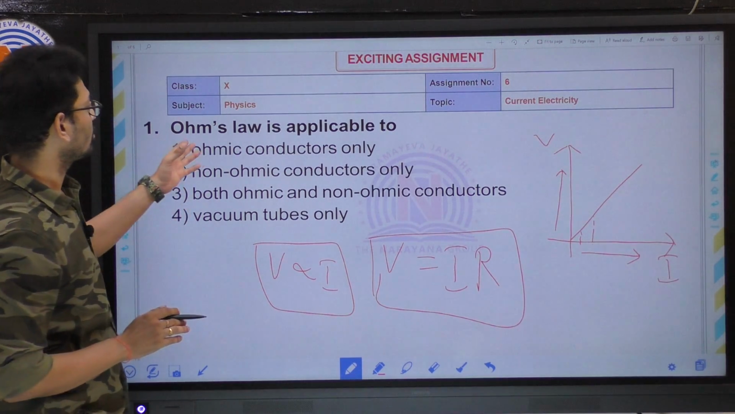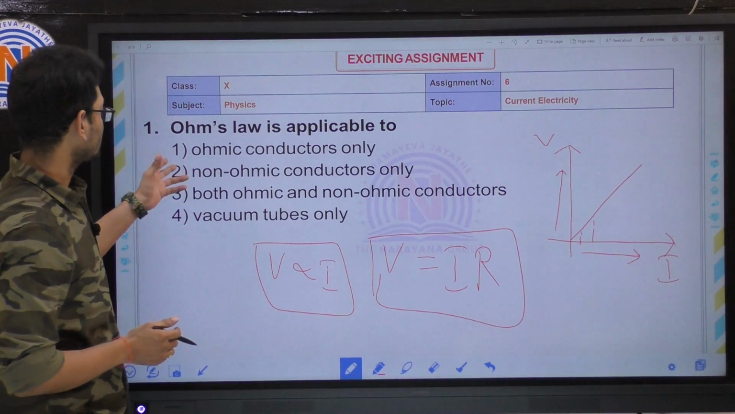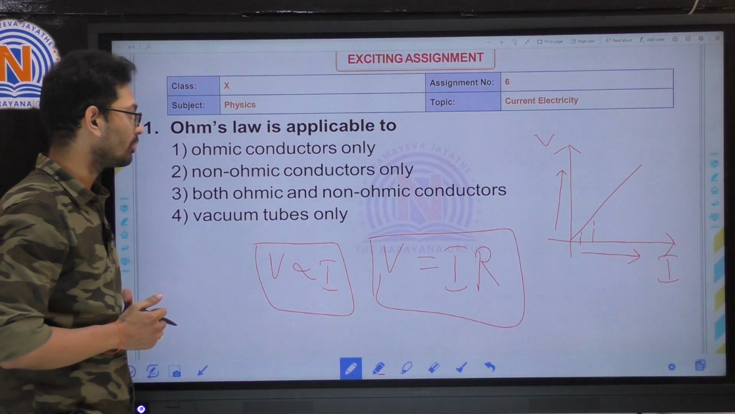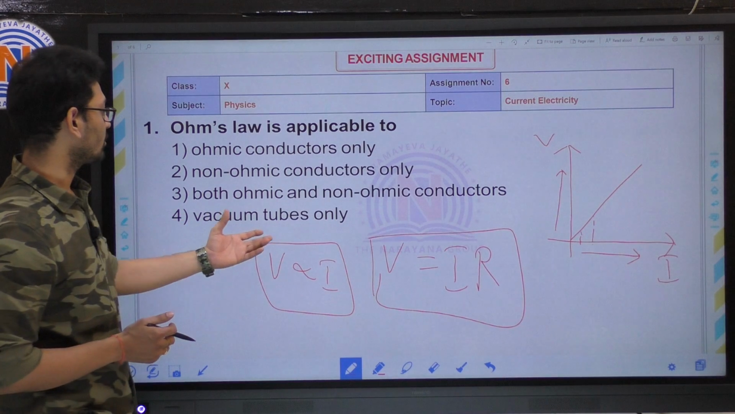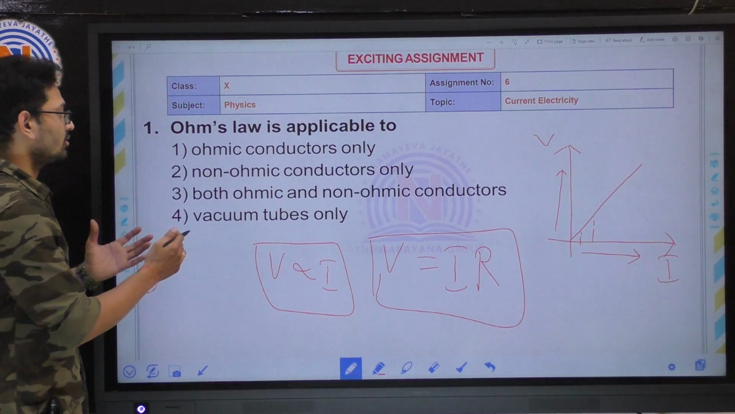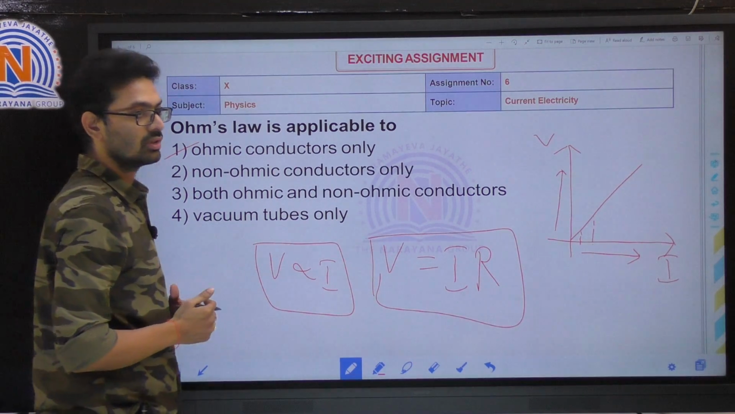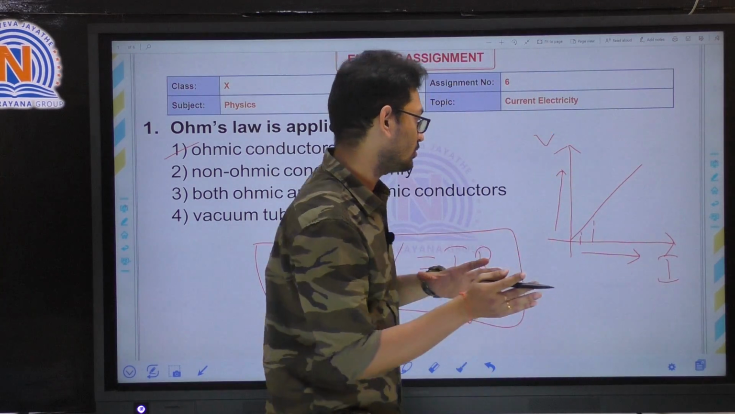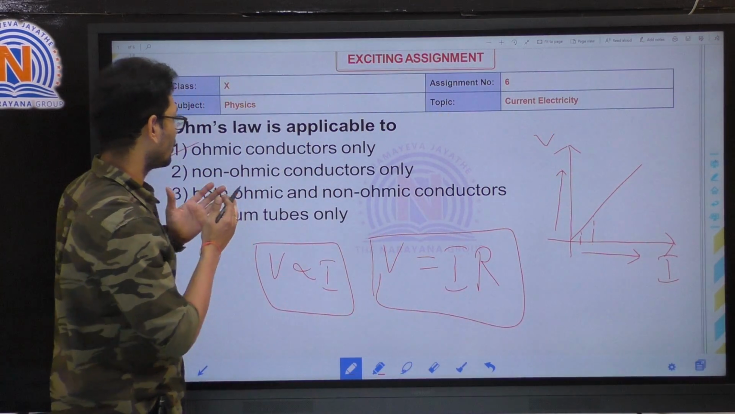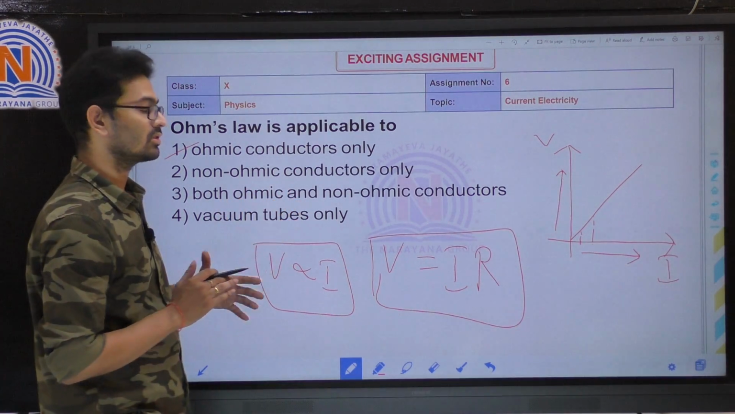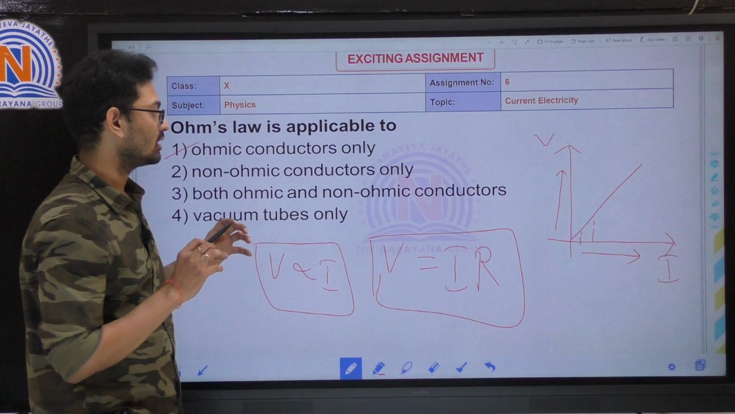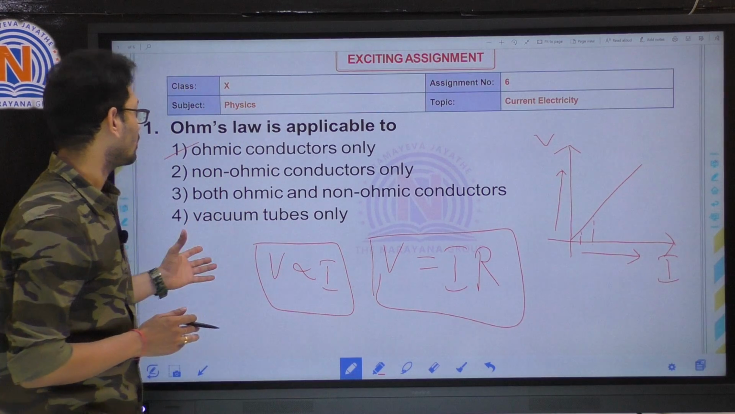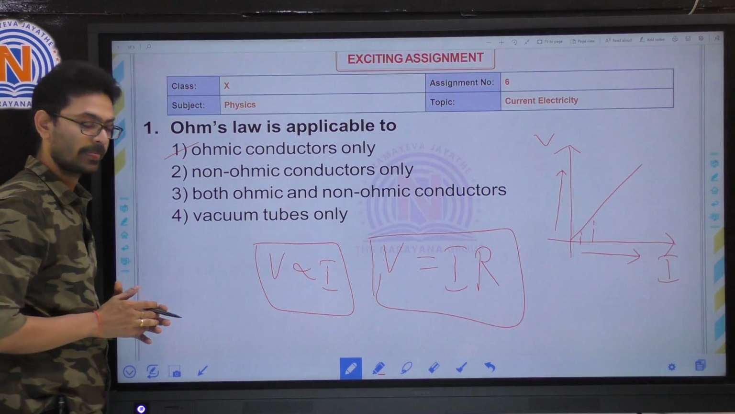The question is, Ohm's law is applicable to: first option, ohmic conductors only; second option, non-ohmic conductors only; third option, both ohmic and non-ohmic conductors; fourth, vacuum tubes only. Actually, from the name itself, you can easily tell that it is applicable only for ohmic conductors. Ohmic conductors are the conductors which give you this exact graph. For non-ohmic conductors, the graph is not that perfect, so you will not get a linear graph. So the option for this question is 1, right?